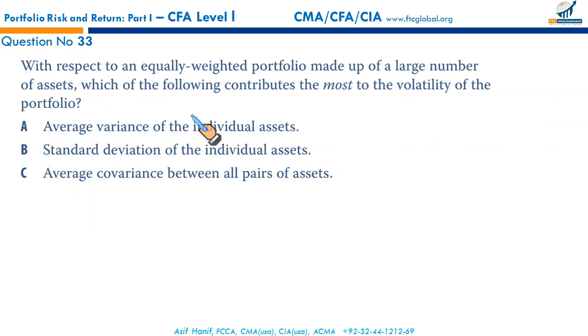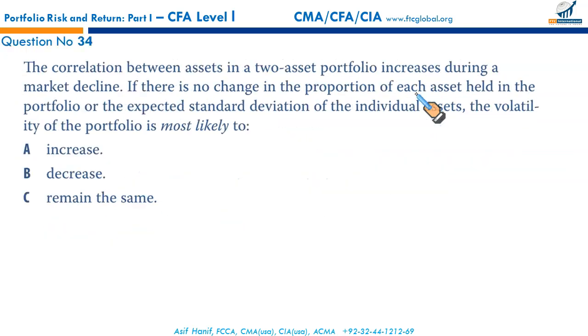Then, with respect to an equally weighted portfolio made up of a large number of assets, which of the following contributes the most to the volatility of the portfolio? Average variance of the individual assets? No. The average covariance between all pairs of assets. The co-movement is what contributes the most to the volatility of the portfolio. Fairly straightforward question. C is the answer.